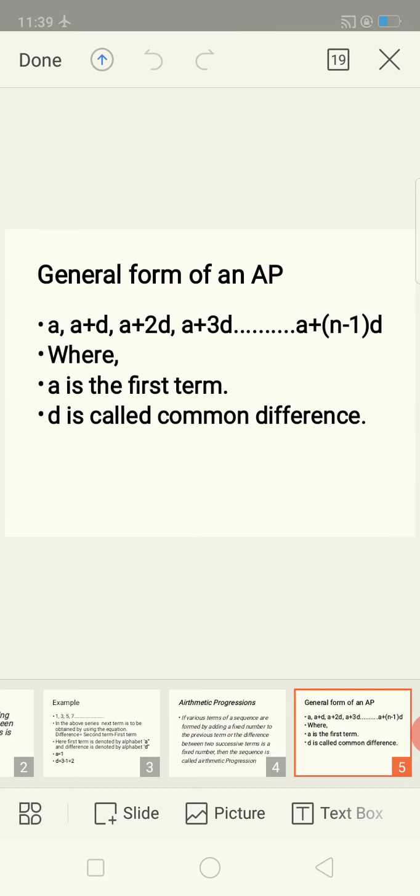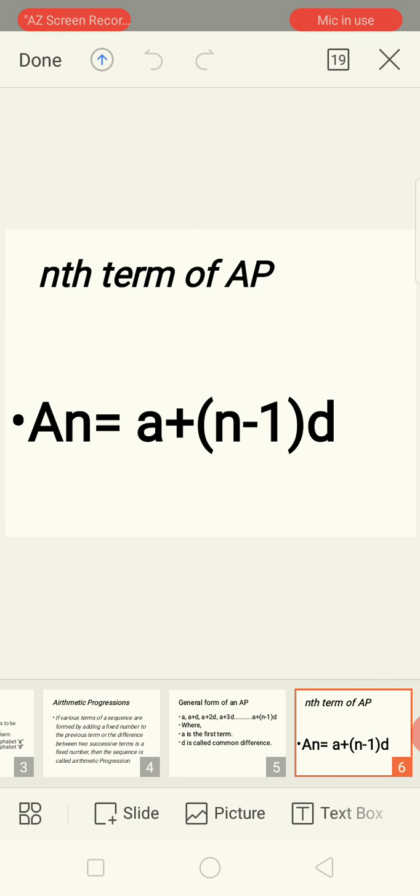General form of an AP: A, A plus D, A plus 2D, A plus 3D, to the last one A plus n minus 1 D. Here A is the first term and D is called the common difference. Nth term of AP: An is equal to A plus n minus 1 into D.